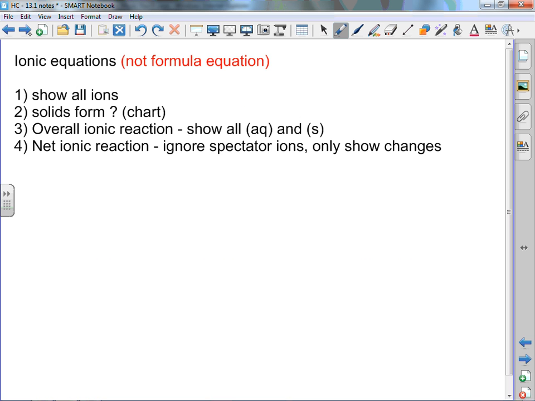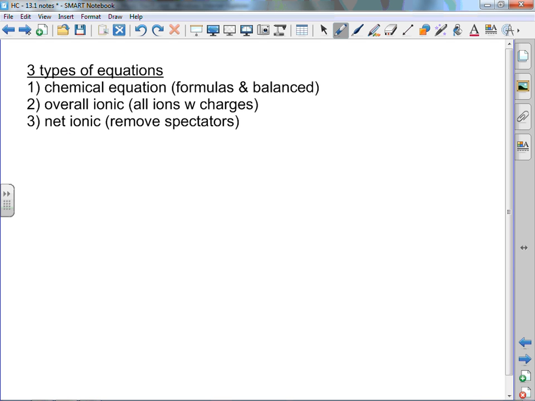Last thing I'll leave you with here, just a couple reminders. So a little checklist here. For ionic equations that are not formula equations, we got to show all the ions. We got to use the chart and know the difference between overall and net. Overall, we show it all. Net, we only show the changes. So again, we've done this a couple times here. Those are the three types of reactions that we will have to deal with, the first one and the third one being the most important.